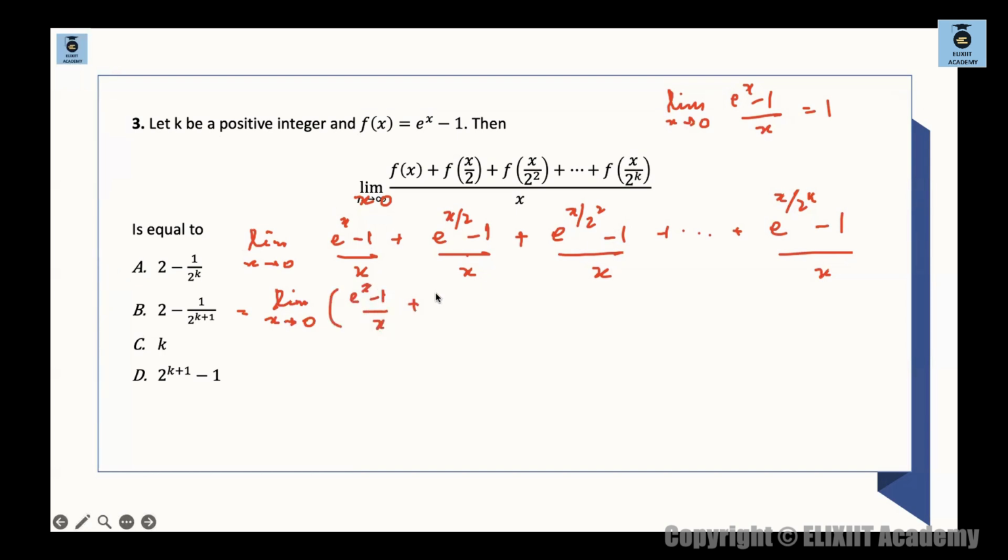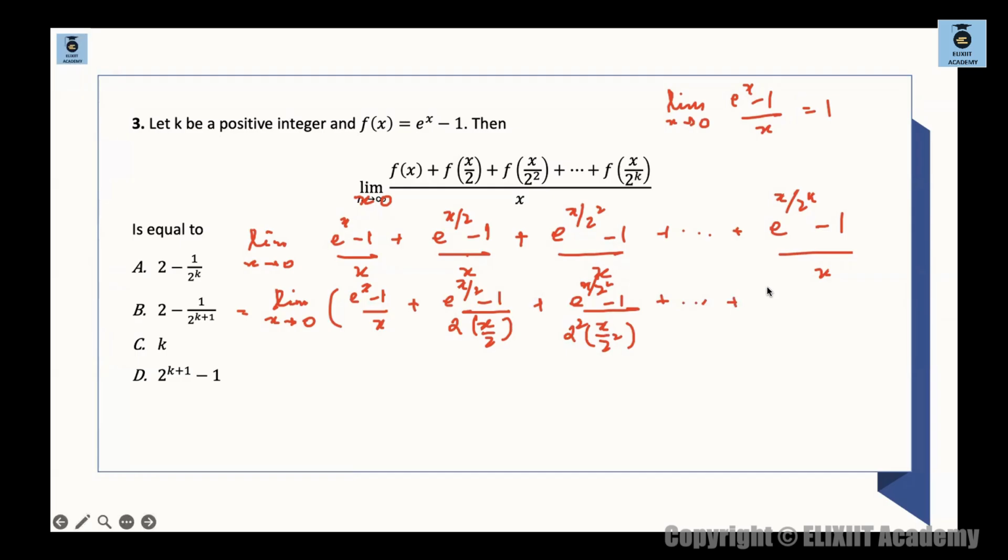But afterwards, we'll plug in all the values. Let us adjust this first. For e raised to the power of x by 2, we need the same format: e raised to the power of x by 2 minus 1 divided by x by 2. So x by 2 is needed. How much extra are we taking? Extra we are taking 2 over here, so 1 by 2 basically. Remember? e raised to the power of same minus 1 divided by same. Similarly, e raised to the power of x upon 2 square minus 1 divided by x upon 2 square. You are dividing by 2 square, so multiply by 2 square over here. So it's technically 1 by 2 square, and so on.